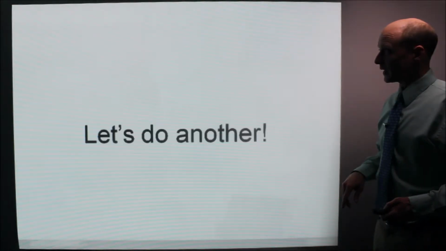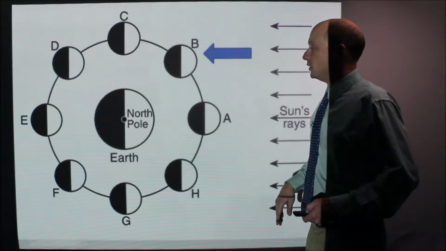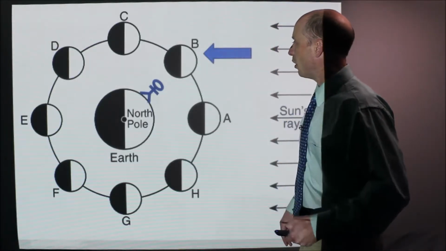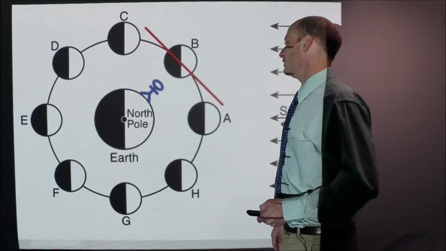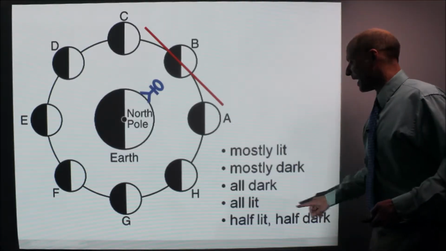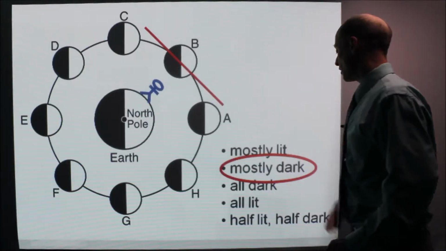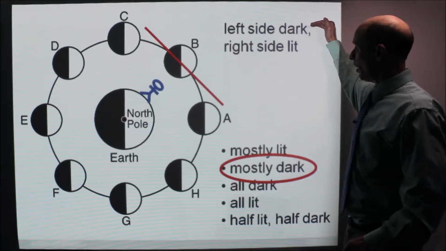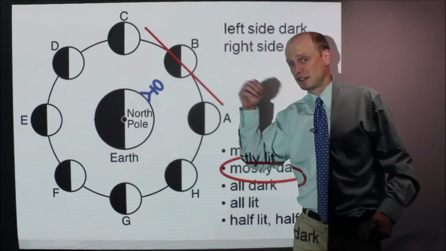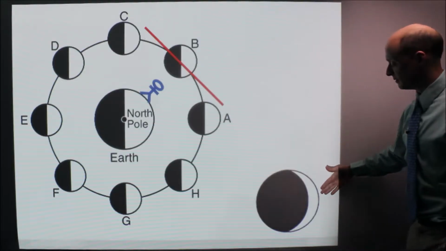Let's do another one. Let's say it's at B. Same basic idea. You're going to draw in the person there, directly below it. Again, you're looking into the board. And you're going to draw in the line that designates what they see. And then you're going to say, is it mostly lit, mostly dark, all lit, or half and half? Well, it's mostly dark, and the left side is dark. Mostly dark. Left side dark, right side lit. And then this is maybe the hard part, how to draw that. You always want to draw kind of a crescent shape and color in one side or the other. So it's going to look like that.